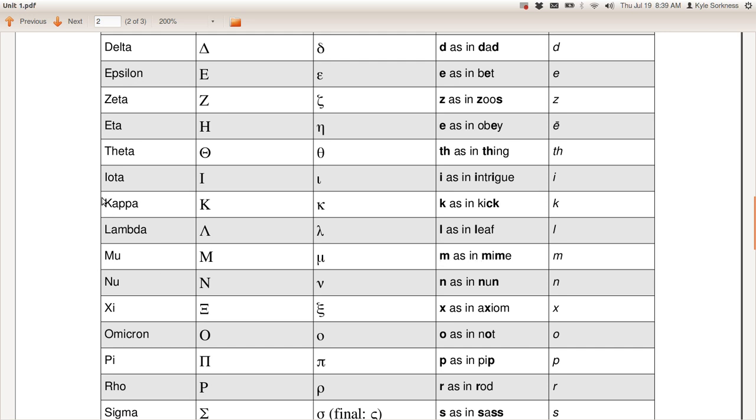Then I, no J, K, L, M, N. Before we get to O, there's this weird one that's put here in the middle. It's called xi.